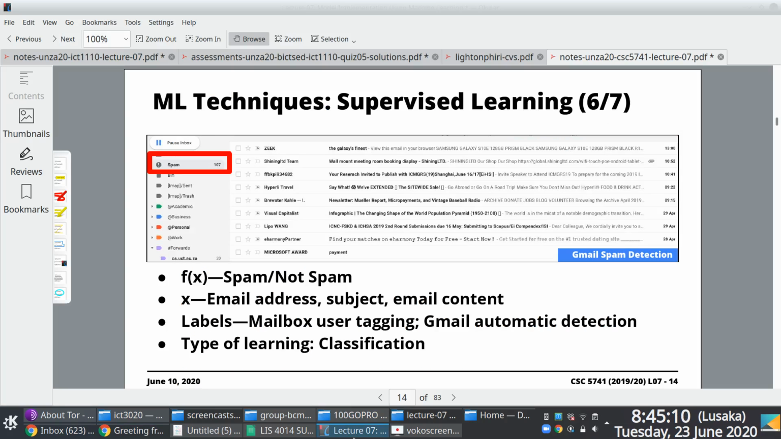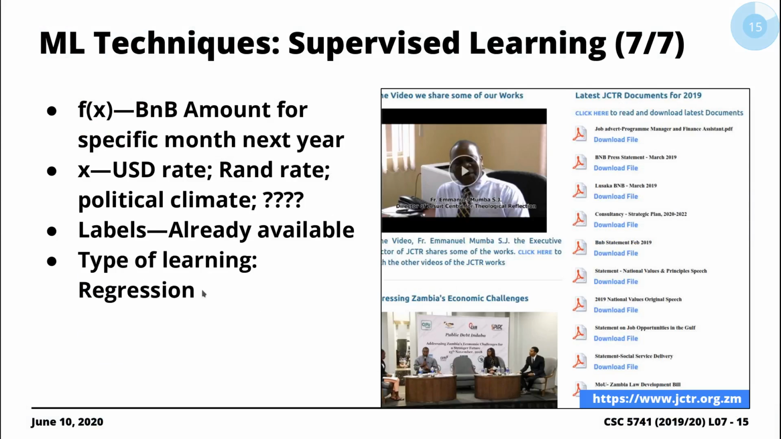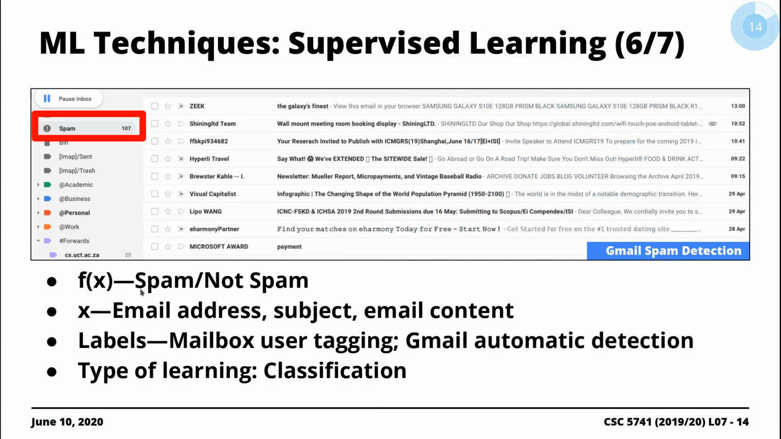Anyways, a classic example of supervised machine learning is classification, because you're interested in classifying whether it's spam or not spam, right? And also it's binary classification here, because an email can either be classified as spam or not spam. It can't be both.